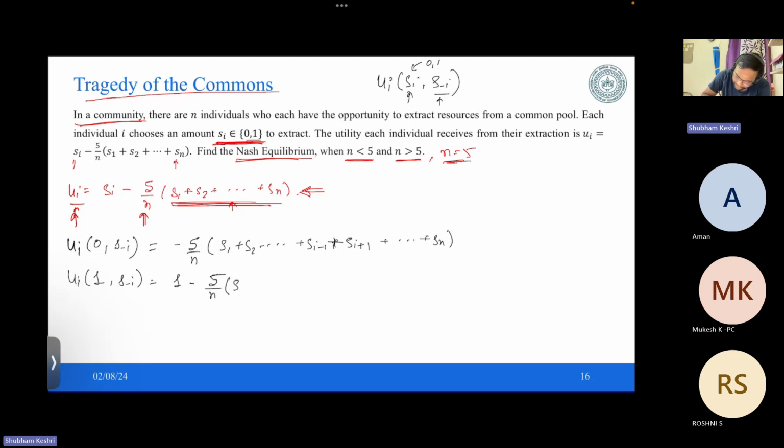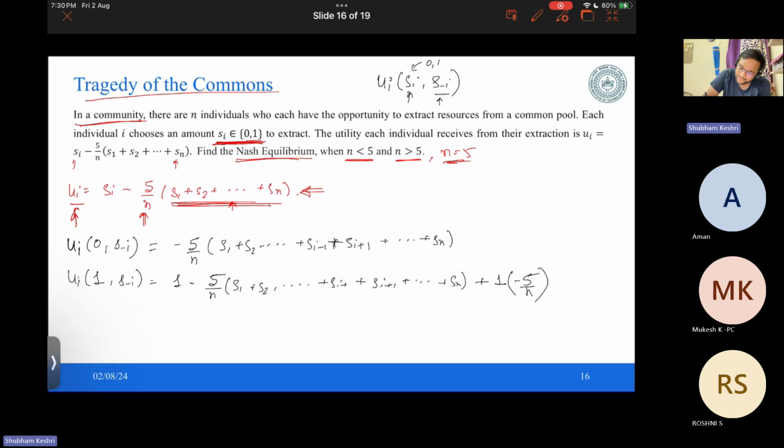Again, we'll have S1, S2 dot dot dot Si minus 1 plus 1. So we'll just take this one out and say Si plus 1 plus dot dot dot plus Sn plus 1 times minus 5 by n. Any doubt? So I've taken this Si outside.